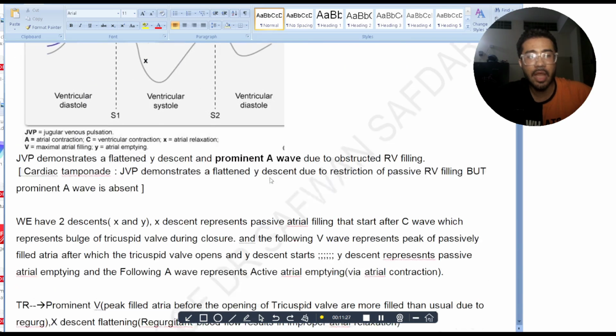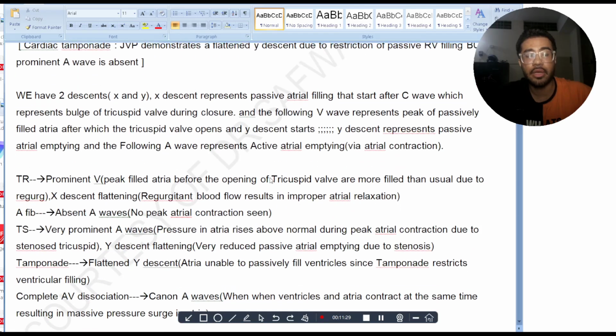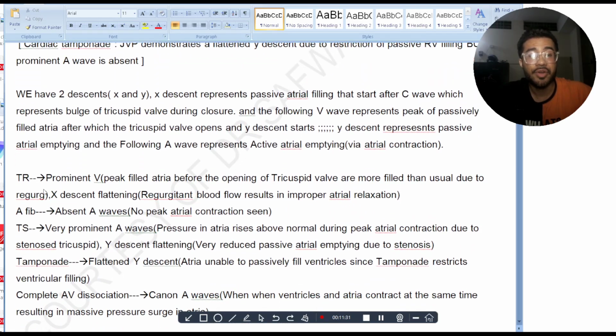So this is here. I've also written a really good summary here as well. Tricuspid regurg, prominent V wave. Peak filled atria before the opening of tricuspid valve are more filled than usual due to the regurg. Obviously, X descent flattening, regurgitant blood flow results in improper atrial relaxation. I've written all the reasons behind all the explanations.